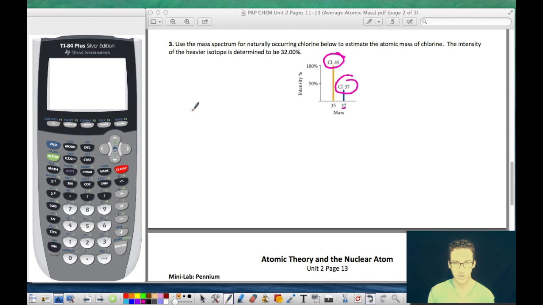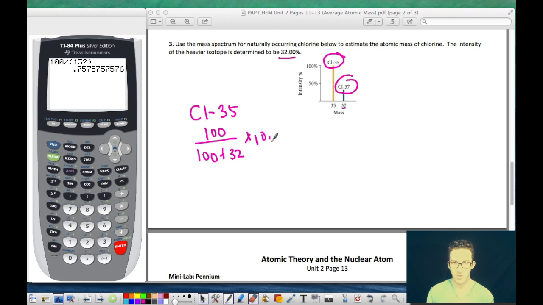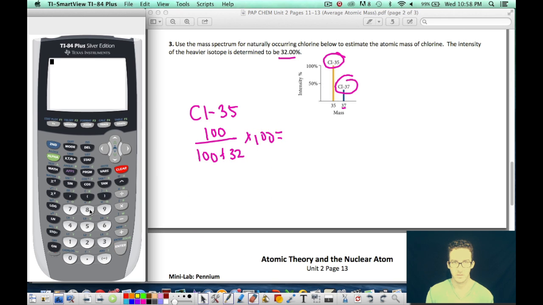And to do that, all you have to do is, for example, for chlorine 35, you just take its intensity value, in this case 100, and you sum together all of the intensity values of all of the isotopes. We're going to do 100 plus 32. And when we put this in the good old calculator, 100 divided by 100 plus 32 times 100, we get 75.76%.